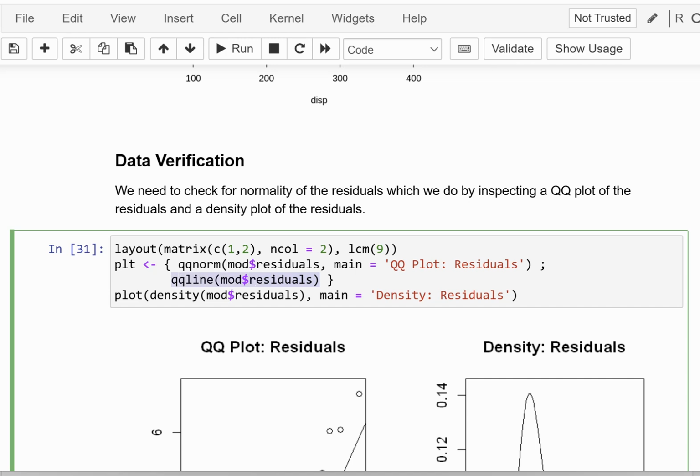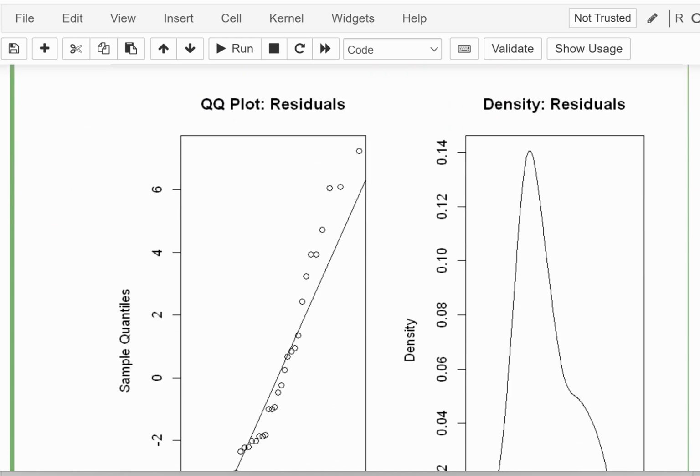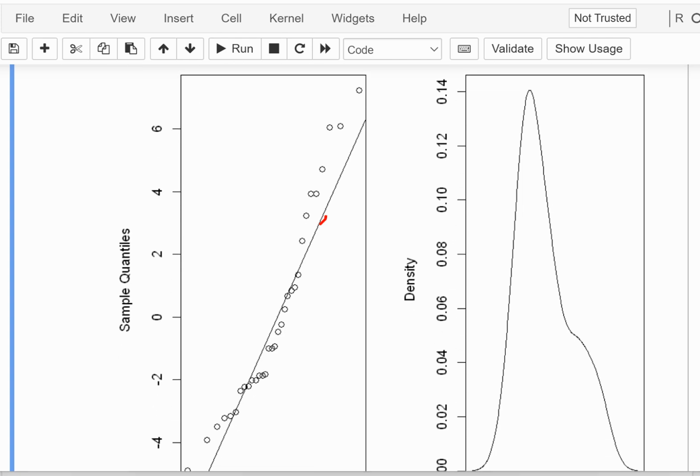Why? Well, okay, so what are QQ plots? A QQ normal plot is, if the data is normal, it plots along a perfectly linear line. Okay, so what we're looking for here is for the data to be really, really close to the line. Okay, and you can see that we do really well down here.